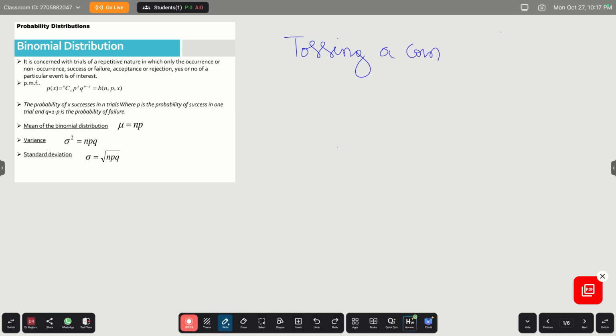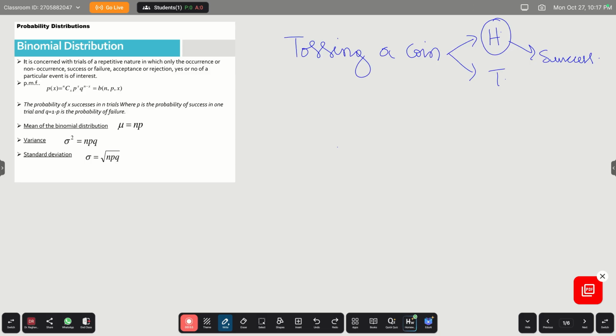So when we toss a coin, in the sample space there will be two outcomes. One is head and the other is tail. So when we toss a coin, we know that either head will appear or tail will appear. Suppose I am interested in getting head. So this is my success. Whenever head appears, I will consider that as my success.